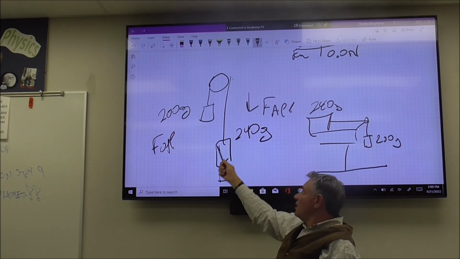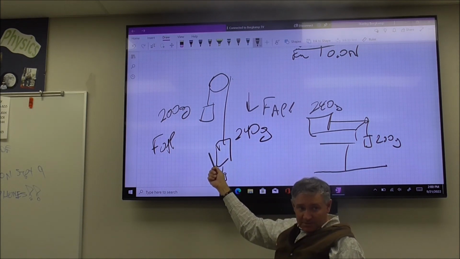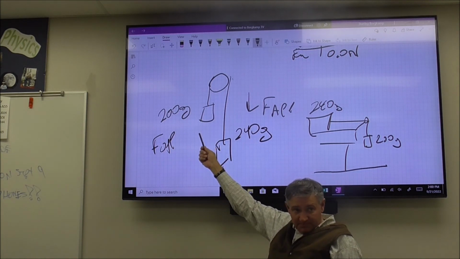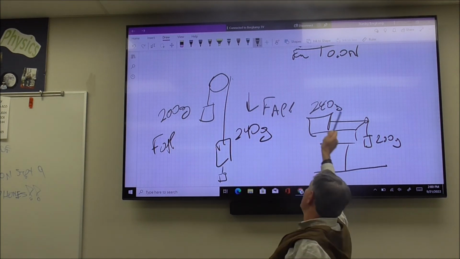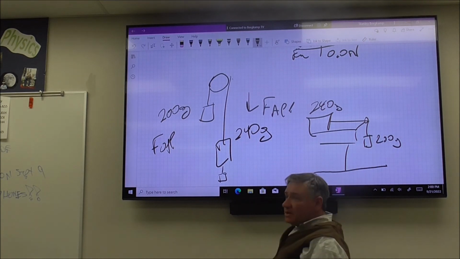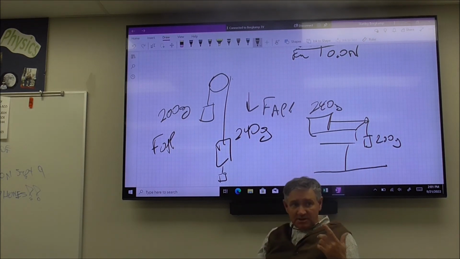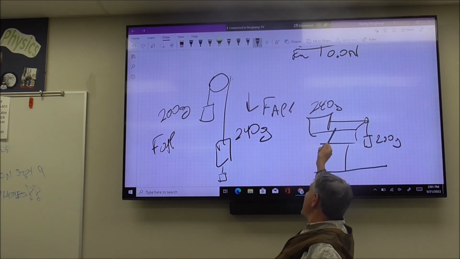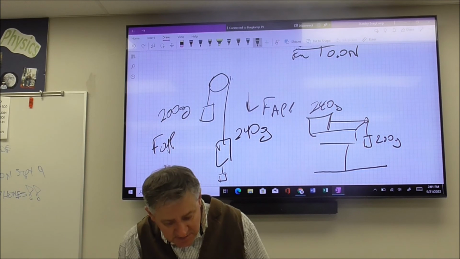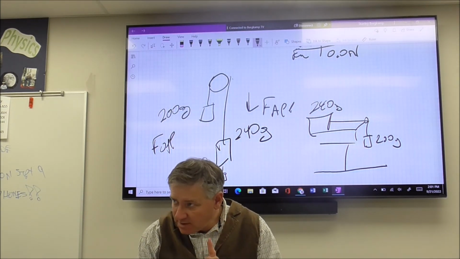Here's the difference. This one, we're calling the 240 the applied force, and we're calling the 200 the opposing force. This one is just the applied force. The only way that there could be an opposing force here, if it's flat, is if there's friction. So that's what I want you to look at on question number 3.